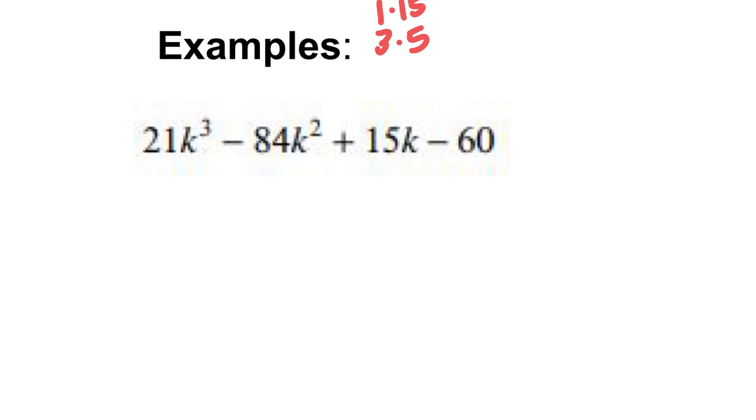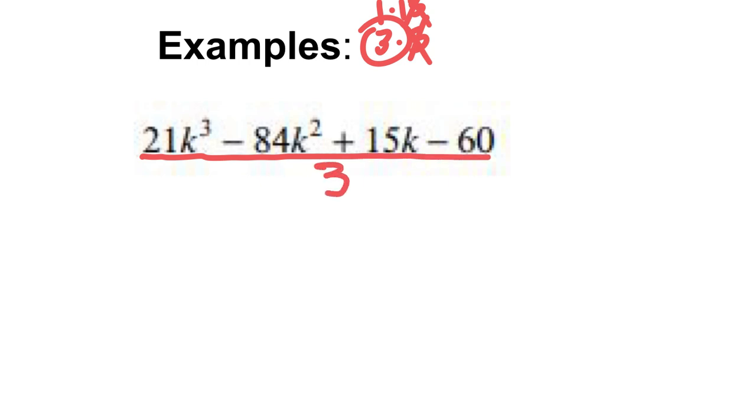15 does not go into 21 or 84, so that's out. 5 does not go into 21, 5, 10, 15, 20. So that's out. 3 goes into 21 7 times. 3 goes into 84 28 times, I think. Let me see, 84 divided by 3. Yeah, 28 times. 3 goes into 15 5 times. 3 goes into 60 20 times. So 3 is our GCF for the whole thing. So all four terms are divisible by 3, which means 3 is a GCF for the whole problem. So I need to start this problem by dividing the whole thing by 3.